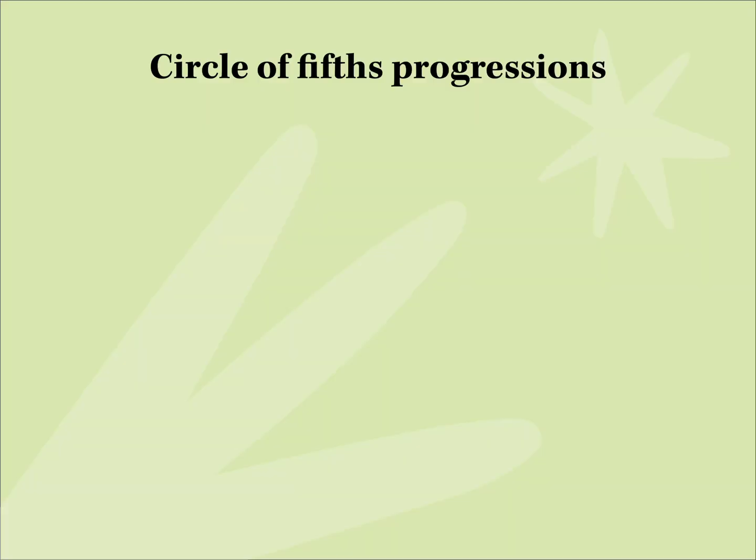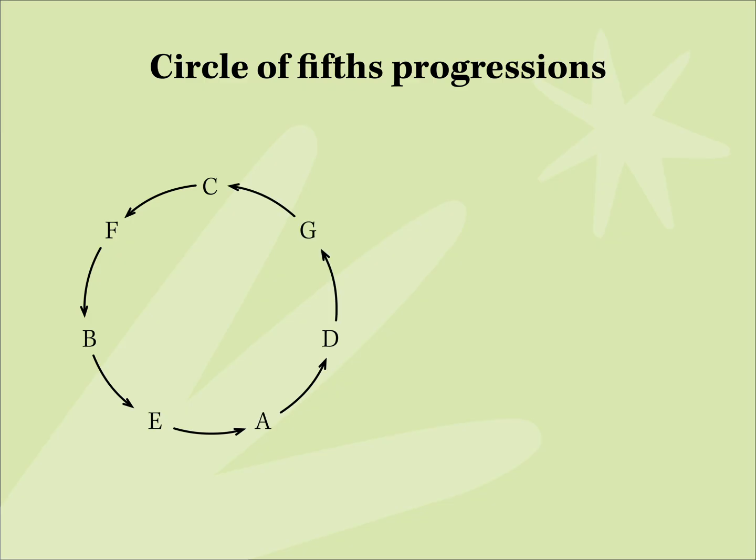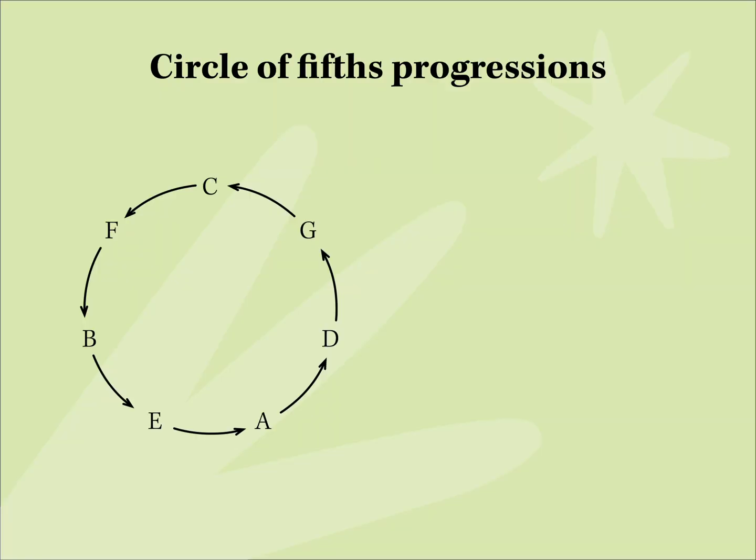A circle of fifths progression is a harmonic progression, that is, a series of chords, that descends in fifths. In the key of C, starting on the tonic, that gives you C, F, B, E, A, D, G, and then back to where we started, C, closing the circle. Here's how the progression looks using Roman numerals. 1, 4, 7, 3, 6, 2, 5, and back to 1.